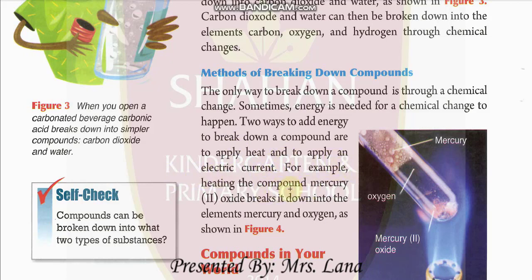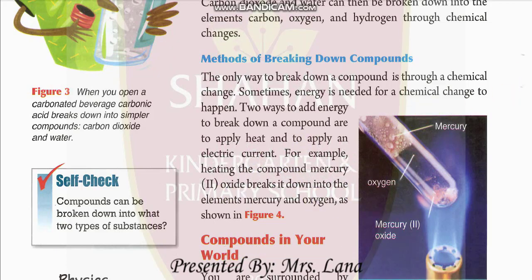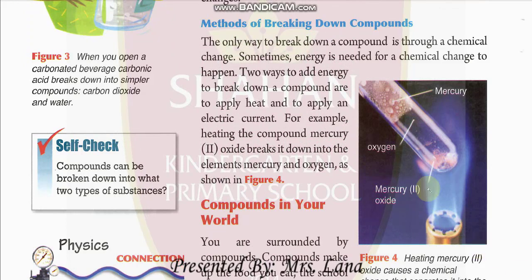For example, we have heating the compound mercury oxide. This breaks it down into the elements mercury and oxygen. When this mercury oxide is exposed to the heat, it will break down into the elements mercury and oxygen, as shown in figure number 3.